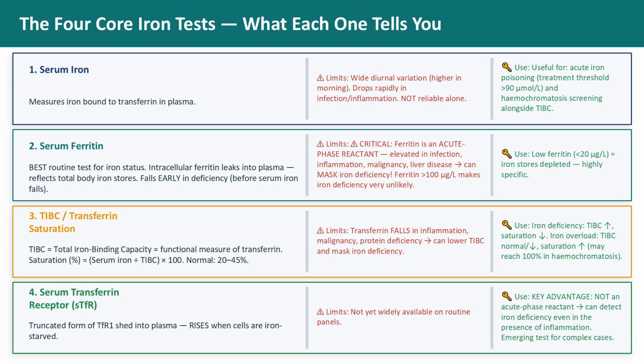Four core iron tests provide essential insights. Serum iron measures iron bound to transferrin. Serum ferritin indicates storage levels. TIBC, or total iron-binding capacity, and transferrin saturation reflect iron binding capacity. Serum transferrin receptor helps assess iron deficiency. Each test offers unique diagnostic value.